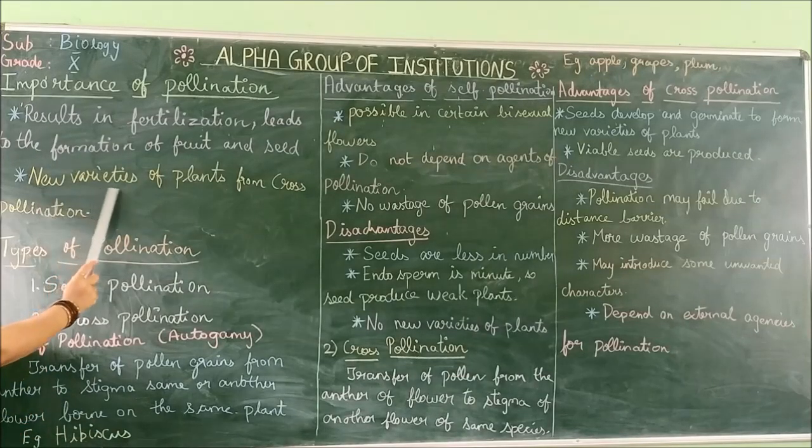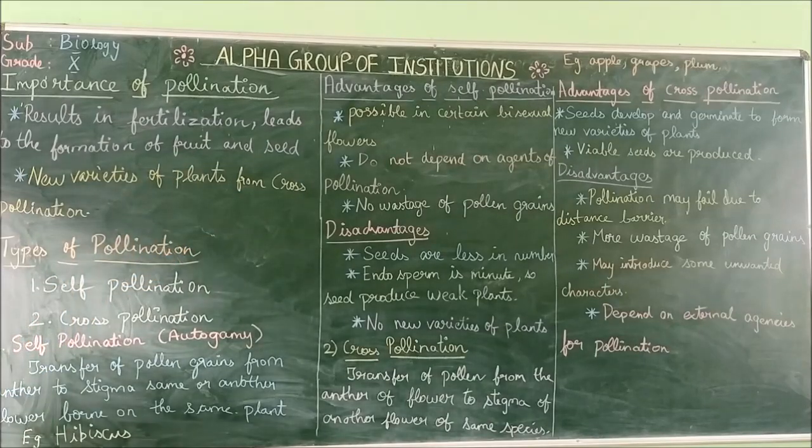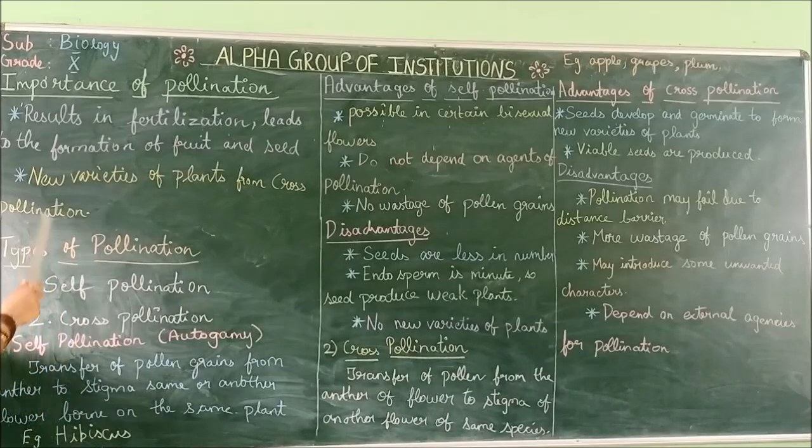Next is new varieties of plants from cross-pollination. Cross-pollination is when pollen grains from one plant move to another plant of the same species. From one plant, the pollen grain flies to the other plant and they fuse to form the fruit or seed. If one kind of plant gives its pollen grains, a fusion takes place, and with this, new varieties are formed. So that is what is said here: through cross-pollination we get new varieties of plants.